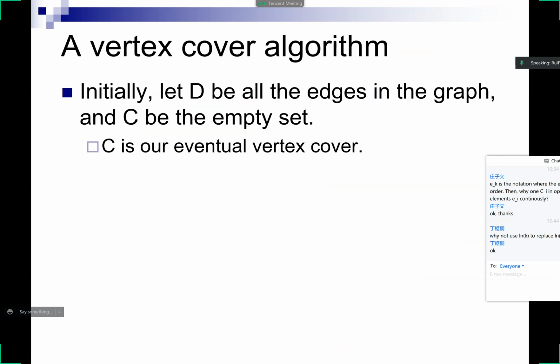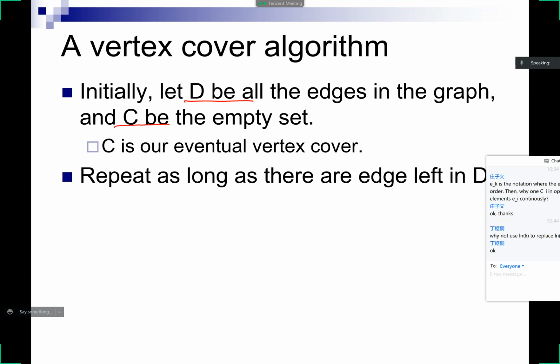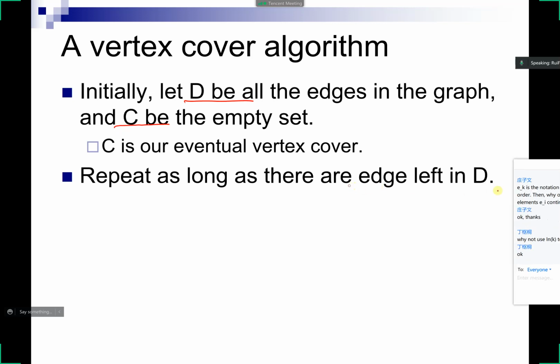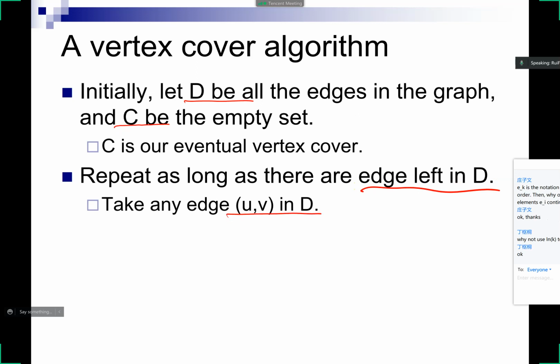Now let's look at the vertex cover algorithm. It's a very simple algorithm. Initially we are trying to cover all of the edges, and C is going to be the set of vertices that we select, so initially that's going to be empty. Then, as long as we have more edges to cover, we're just going to take any edge UV that we have not covered yet, and then we're going to add both endpoints, both U and V, to our vertex cover.